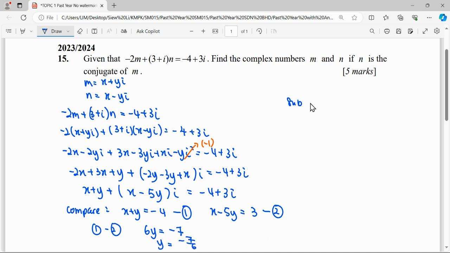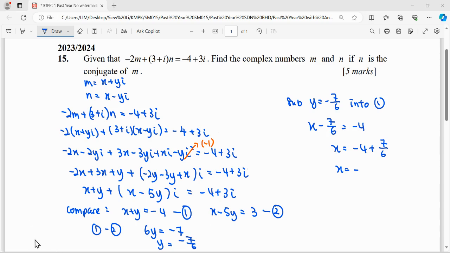Then we substitute this into either one equation. Let's say we pick equation 1. So here we have our values of x and y.